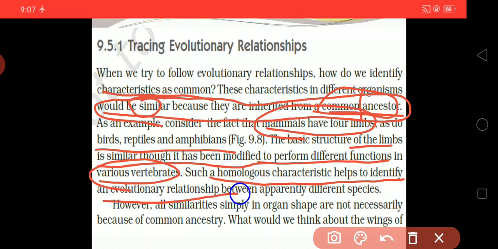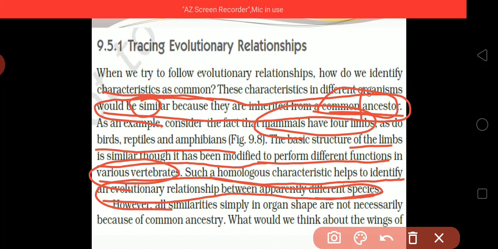This is the homologous characteristic, which is very helpful for relating one species with another species. We can see this homologous characteristic, and depending on it, we can identify or judge different species for that particular characteristic.